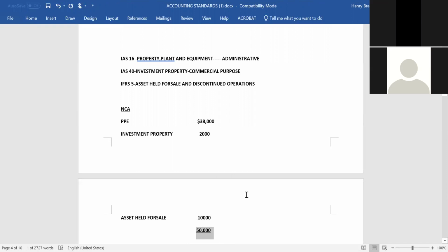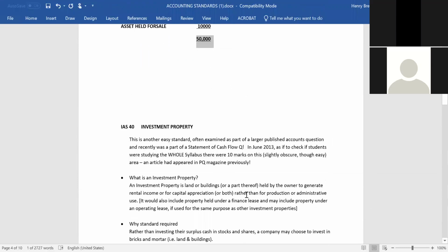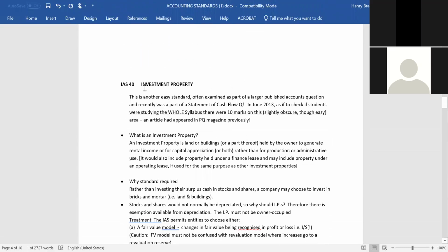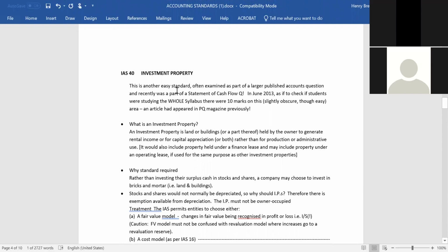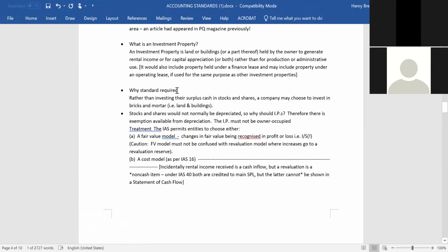So if you decide to recognize this in the earlier period total value of PPE, you should know that some element of it can now flow to IAS 40, which is investment property, or can flow to asset held for sale. So let's look at IAS 40 in detail. Investment property. This is another easy standard, often examined as part of a larger published account or final account question, and recently was a part of the statement of cash flows. In June 2013, as if to check if students were studying the whole syllabus, there were 10 marks on this standard, right? So it is very, very important for students to note.